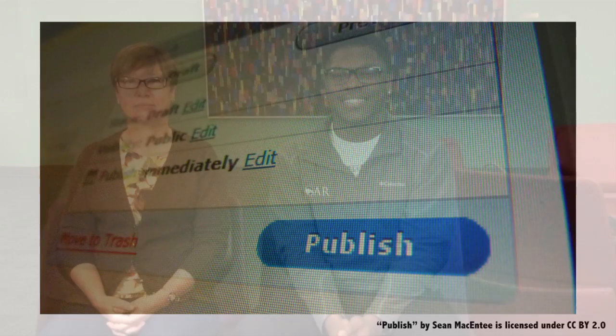To summarize, there are 3 basic concepts of academic research you need to know. Following directions matters, scholarly and popular sources differ, and time to publication is important.